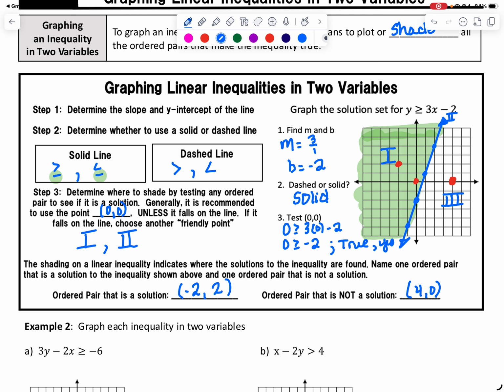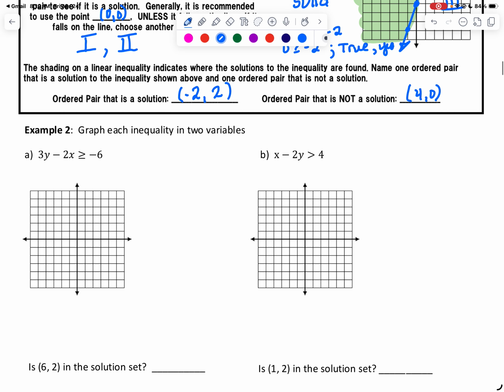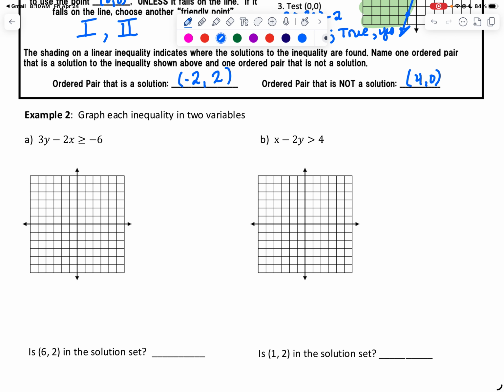Now, let's show you a couple more examples of this so you can get an idea of how to shade the line and determine if it's solid or dashed. In example 2, it says graph each inequality in 2 variables. We have the inequality 3y minus 2x is greater than or equal to -6. To graph this line, the first thing I need to do is put it in slope-intercept form so I can determine the slope and the y-intercept.